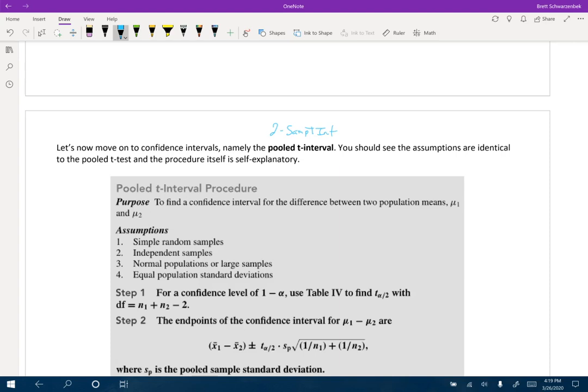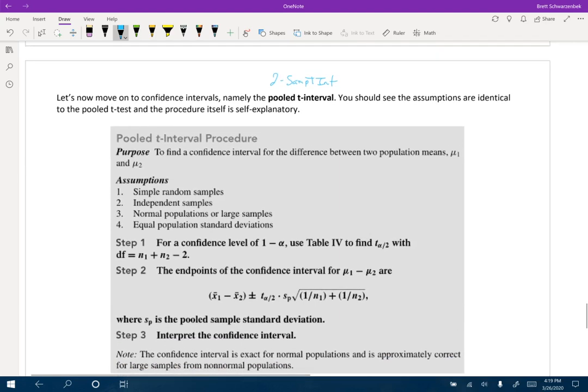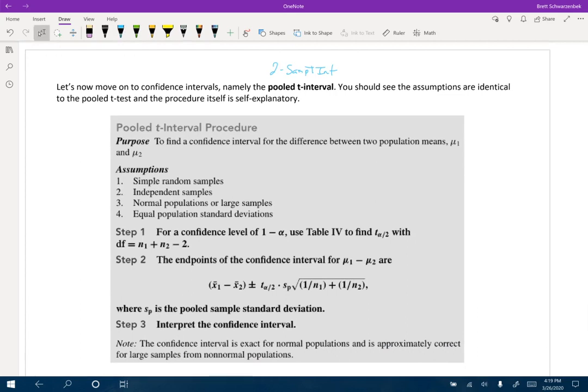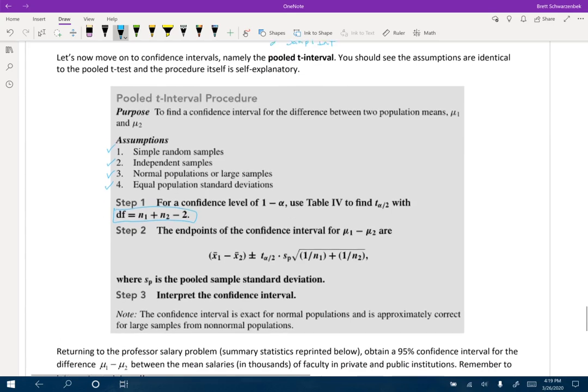So a pooled t-interval, same idea, right? So you have simple random samples, you have independent samples, they're normal, and you have equivalent standard deviations or approximately. You have two populations, you want to compare their difference with an interval. That's the idea. So we again have the degrees of freedom as n1 plus n2 minus 2.